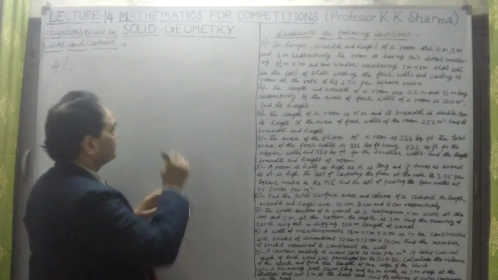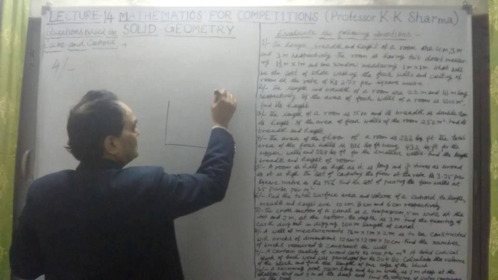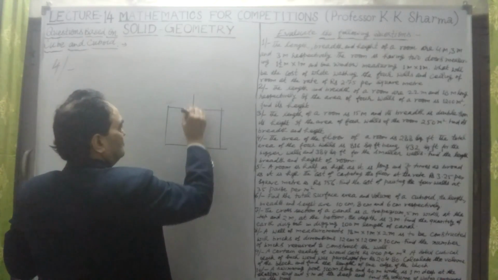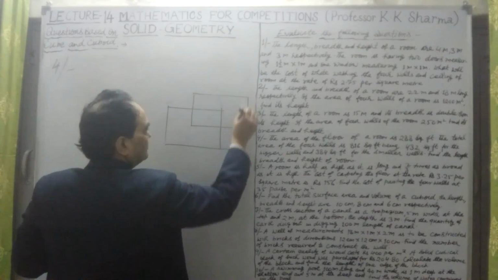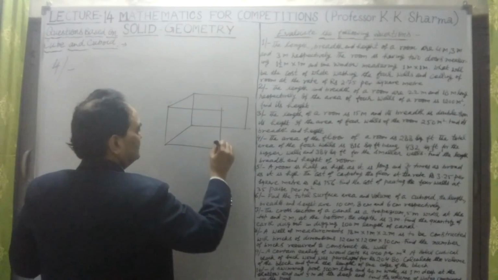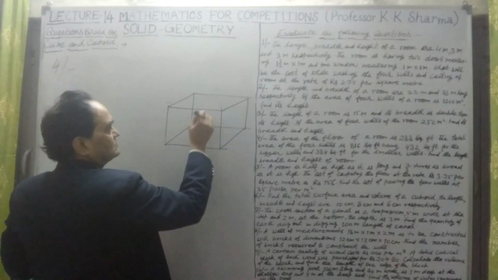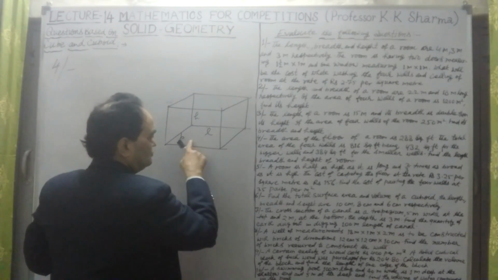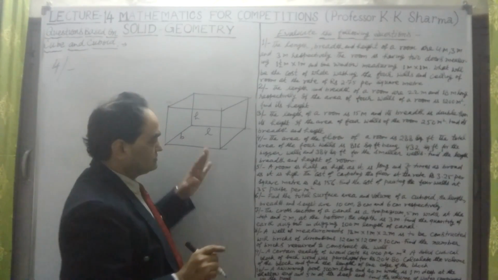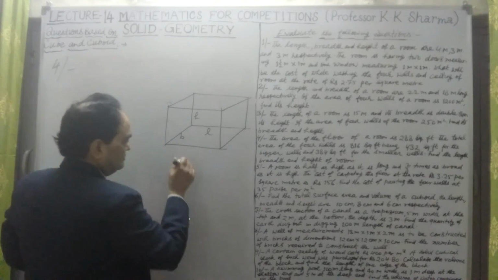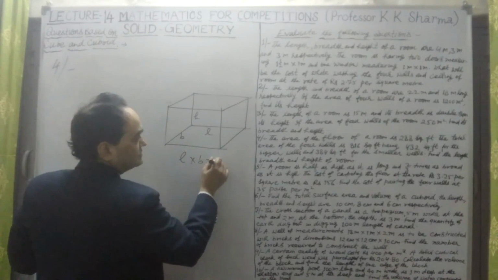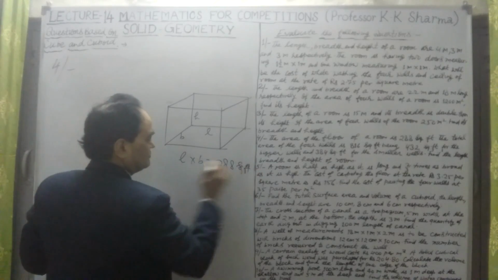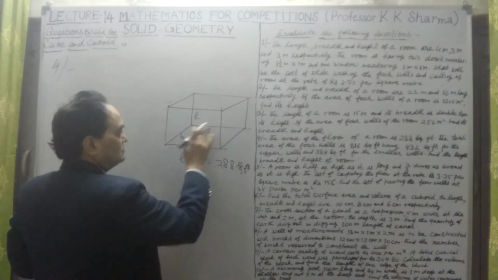Let me just write here. Let me take a rectangle shape or cuboid. This is the cuboid here. What is given to us? Let me first write it down, then you will understand. This is h here. This is length. This is breadth. Now this L into B is the area of the floor. This is given to us as 288 square feet. Area of the floor, length into breadth.